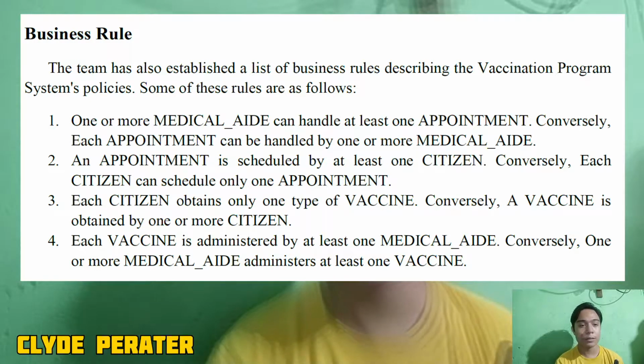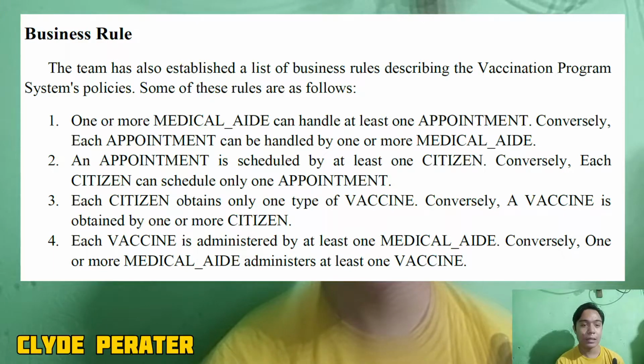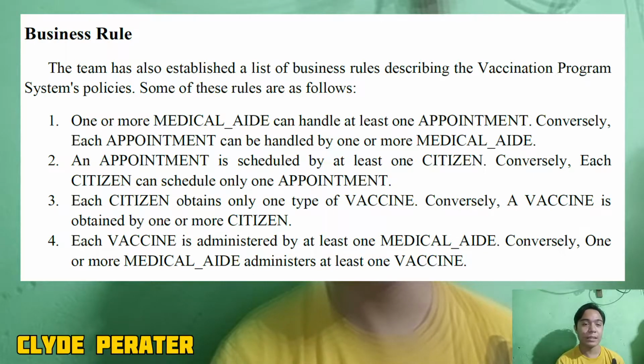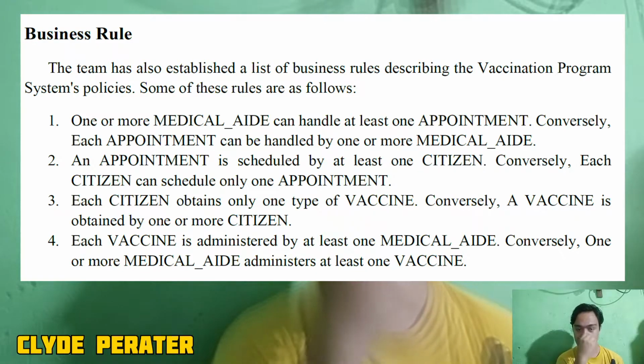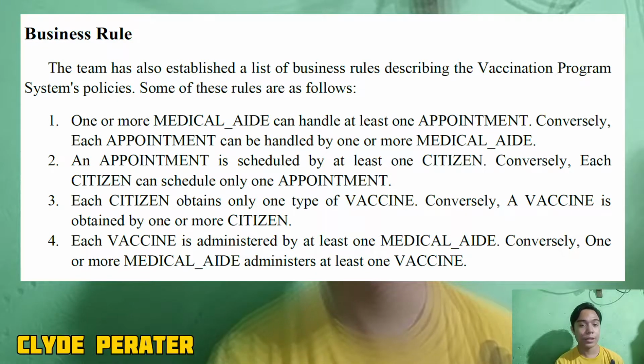The third business rule is each citizen obtains only one type of vaccine. Conversely, a vaccine is obtained by one or more citizens. It is validated because each citizen can only get one dosage of a specific type of vaccine because the instructions of taking the vaccine for every person happens only twice and it is divided into two separate dosages. Meaning to say, one dosage in every citizen happens only once on a site.